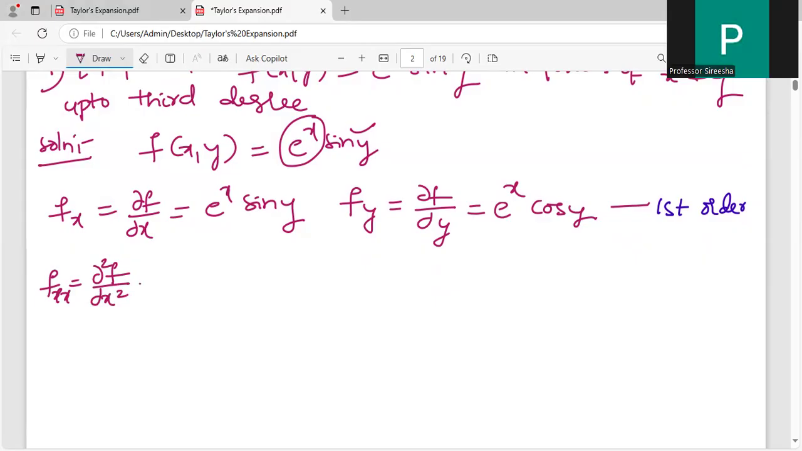Now coming to the second order derivatives, fxx would be nothing but the second time derivative of dou f by dou x, which would be dou square f by dou x square. Again, my x term is e power x. E power x, however many times I differentiate, it would be e power x only. Sine y is a constant with respect to x, so it is like that, right?